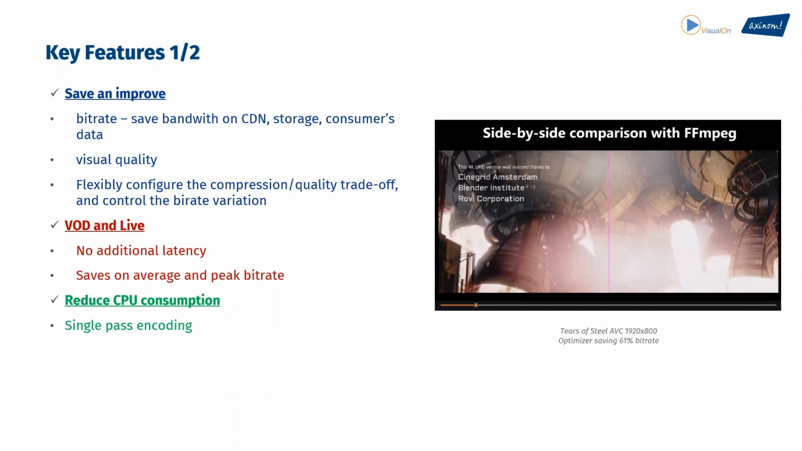And for live as well, a key KPI is peak bitrate, because you need to dimension your CDN to cope with peaks, and here again, Optimizer can help you. Optimizer can help save on CPU usage. If you are using dual-pass encoding these days, with Optimizer you can go to single-pass encoding.